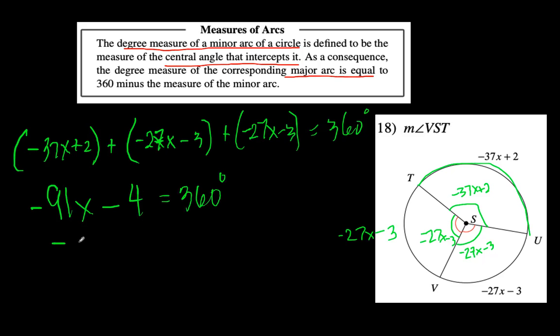And let's solve for x. So negative 91x is equal to 364 degrees. And let's divide both sides by negative 91. So x is equal to negative 4, right? So x is equal to negative 4.